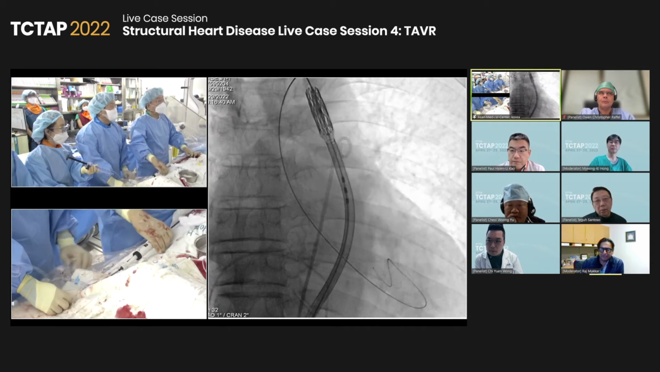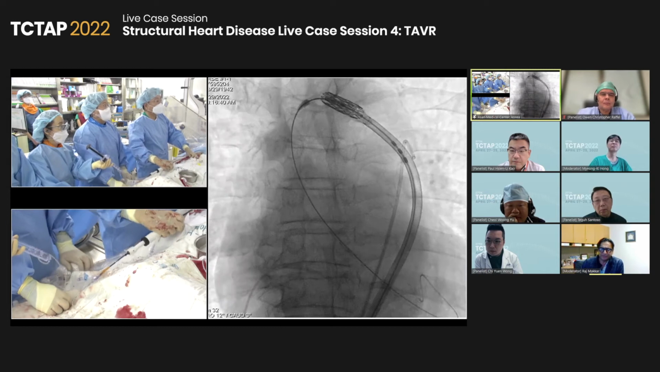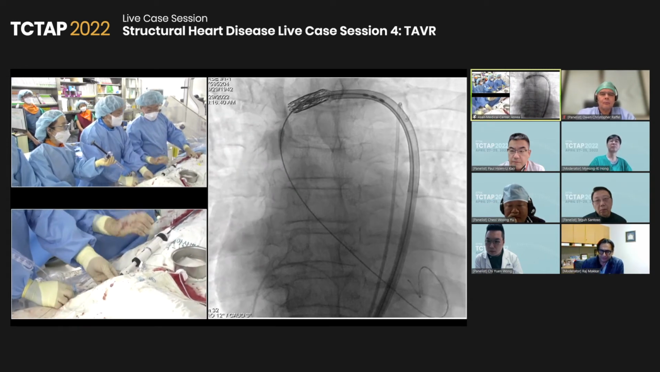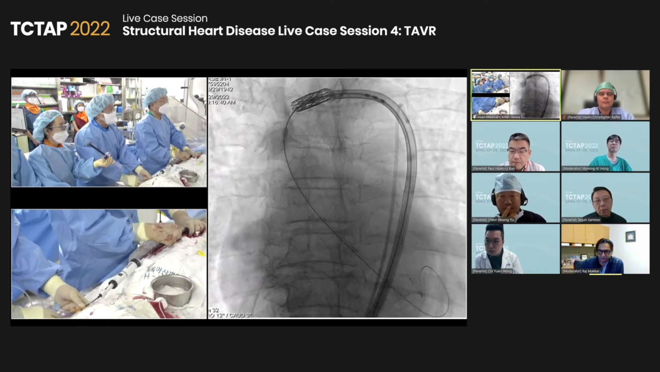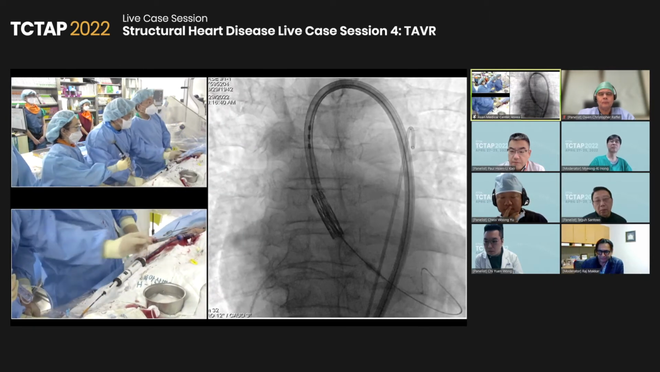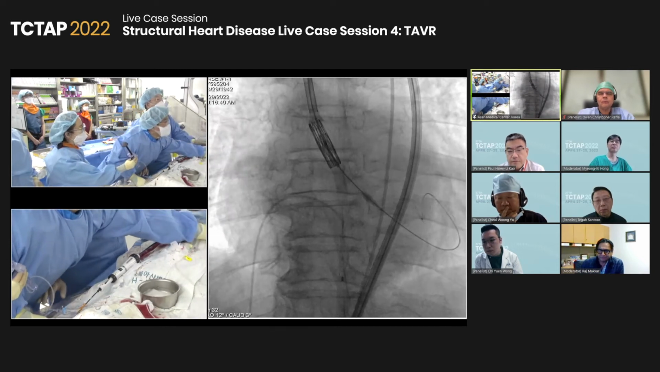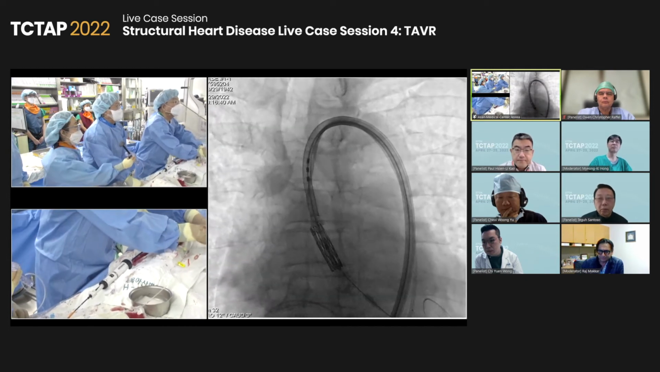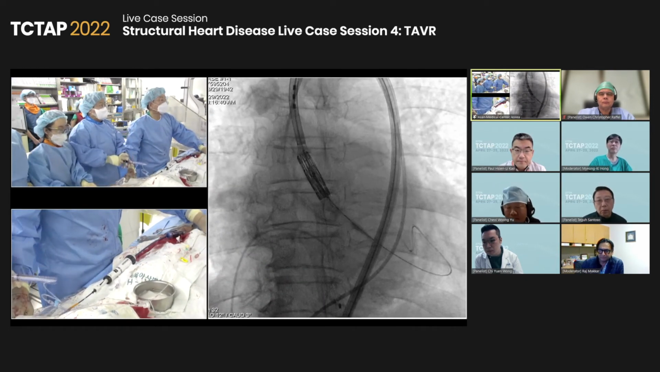Did you unlock the system and relock it, or do you like to just go? Either one is fine. I think some people fully unlock and relock so that there is less tension if they're going through a tortuous anatomy. But this is fairly straightforward. Okay, test contrast, please. Test.